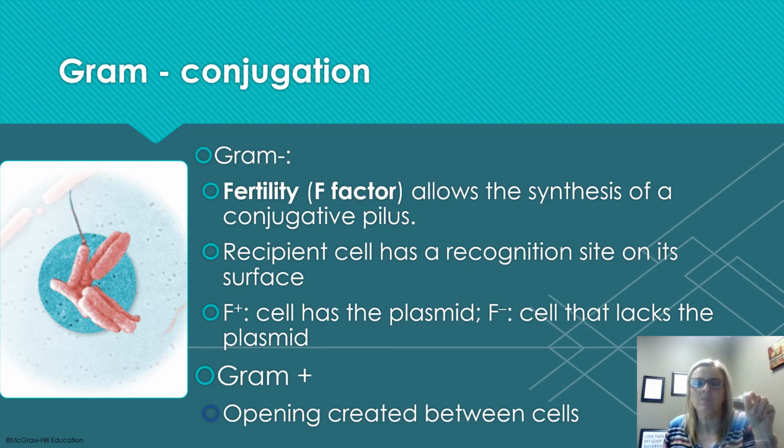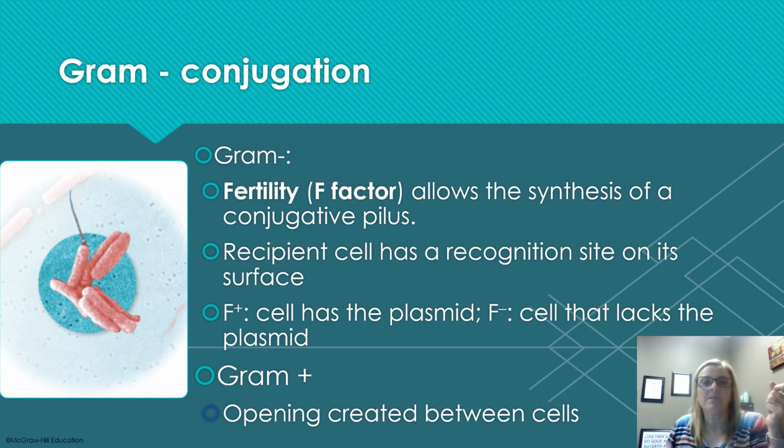In gram-negative conjugation, the donor is going to have the plasmid. We're going to call that the F or fertility factor, which means it has the genes to make that conjugative pilus, that extension to transfer the genes. This is called the F positive cell, fertility positive cell. The one receiving the genes will have a recognition site on the surface, and this one we're going to call the F negative or fertility negative cell. So the pilus is going to grow out from the F positive cell, attach to the F negative cell surface, and draw the 2 cells together.